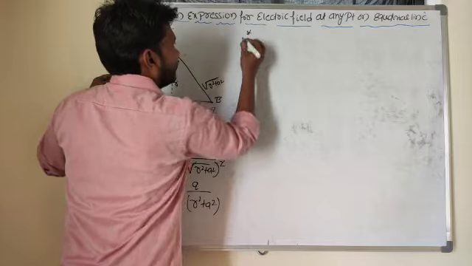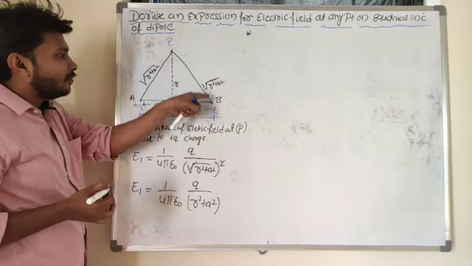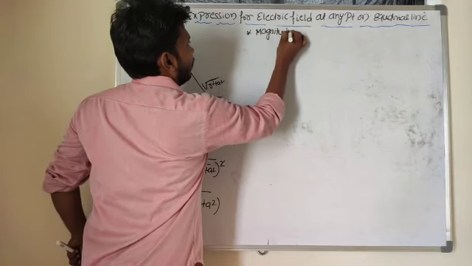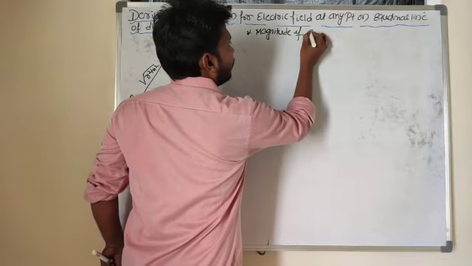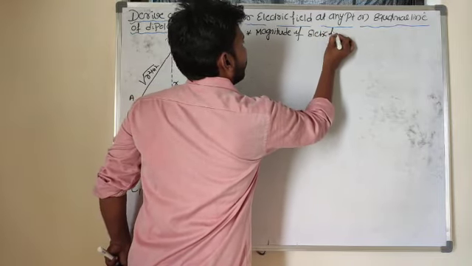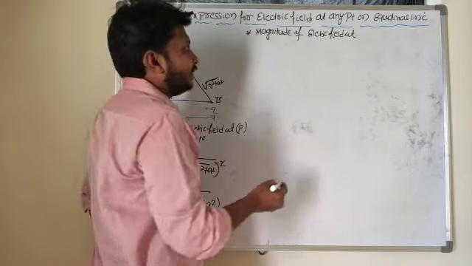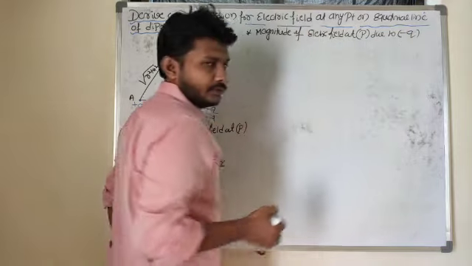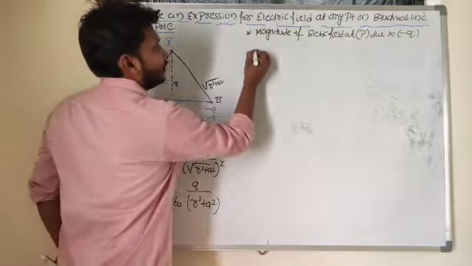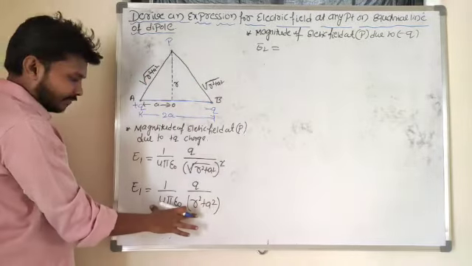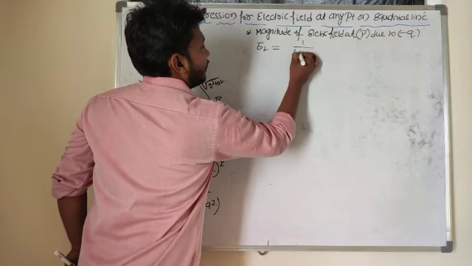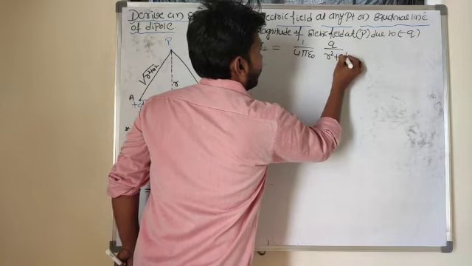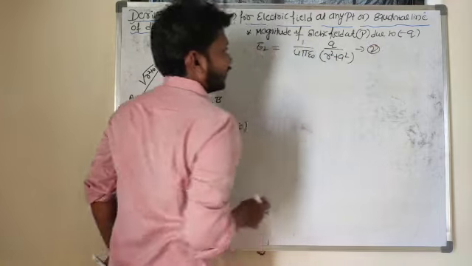So similarly, I will consider the magnitude of electric field at point P due to the minus Q charge. Since the distance is the same, you get the same value here. E2 is equal to 1 by 4 pi epsilon naught, Q by R square plus A square. So this is the second equation.